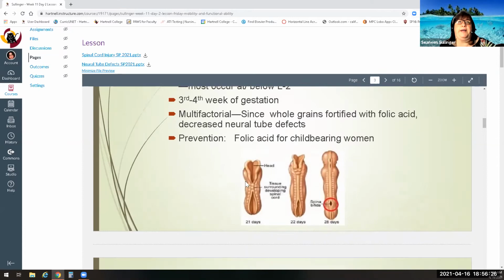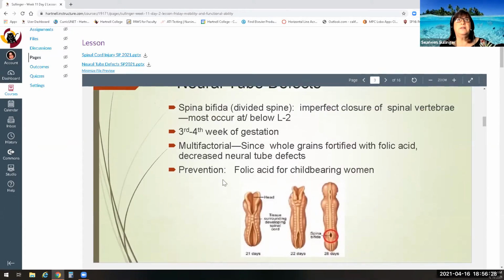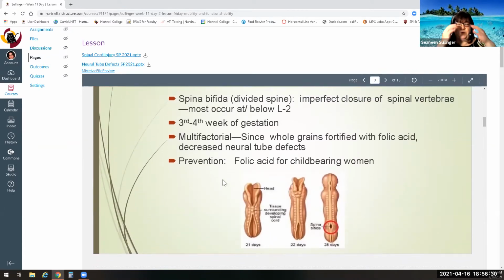So when you look at the spine, you have to go back to embryology and how everything gets put together. Everything wraps around the neural tube. So this would be the head, and this would be the tail. And this is how the neural tube is coming together. Spina bifida is an imperfect closure. It doesn't close all the way. So down here, this is spina bifida, there's this hole.